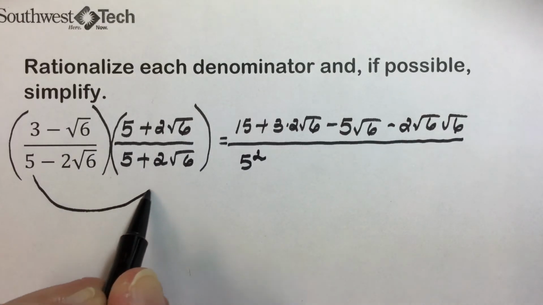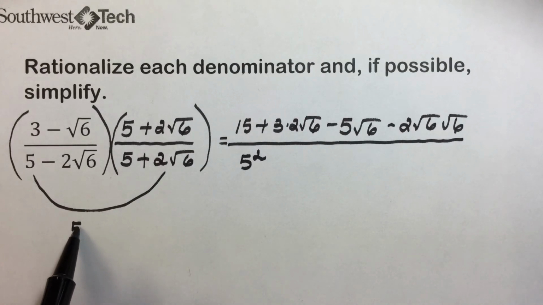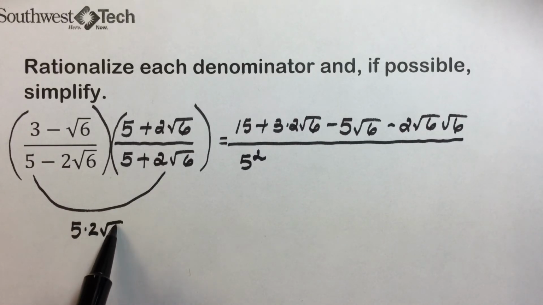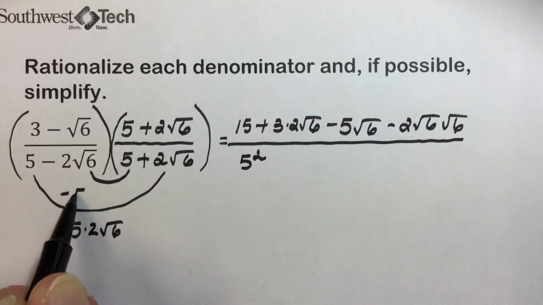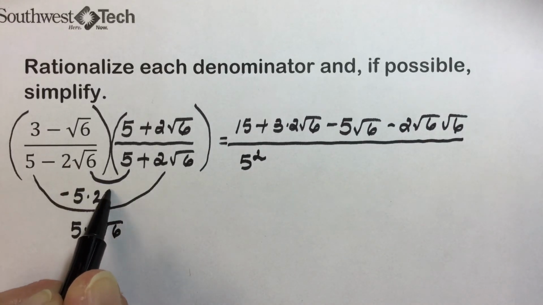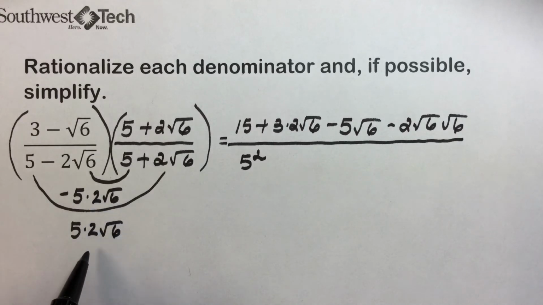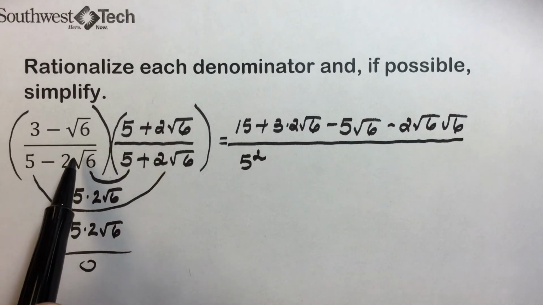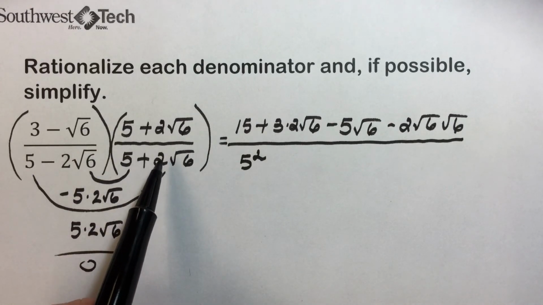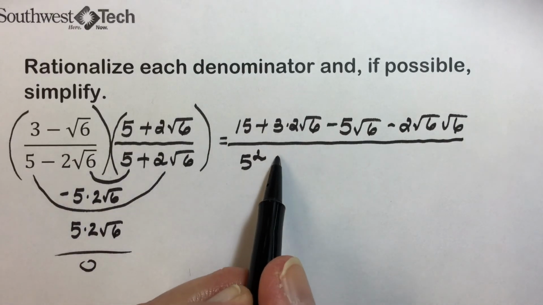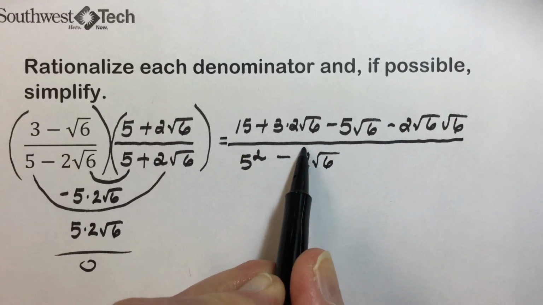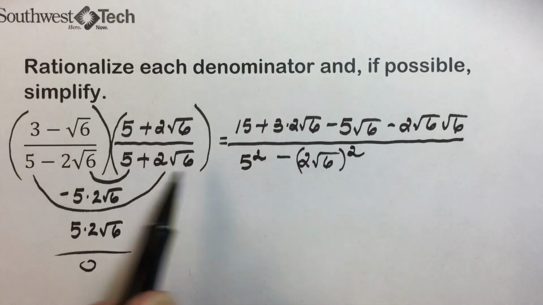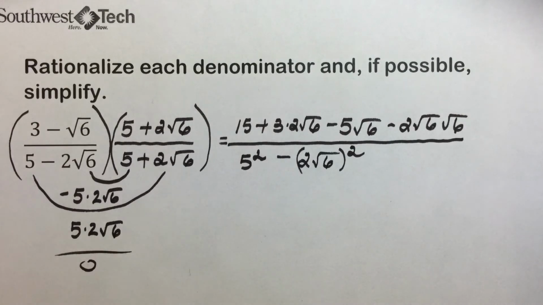Our outer term will be a 5 times 2 square root of 6. Our inner term will be a negative 5 times 2 times the square root of 6, which are additive inverses and will cancel one another out. But last terms multiplied together, we can't forget, a negative times a positive is a negative, and we have 2 times the square root of 6 quantity squared, since it's the same being multiplied together.